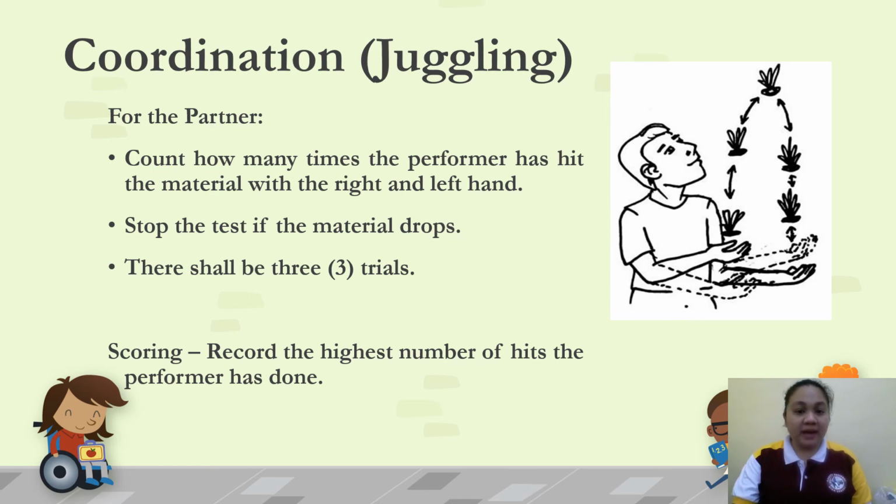So, alternate po dapat. Pag halimbawa nag-alangan siya o yung performer tapos magkasunod na left hand ang nagamit niya o kaya magkasunod na right hand, stop na po yun. And of course, pag nahulog, yung SIPA o yung rubber bands o yung any material na gamit niya, wala na po yun. Stop na rin po yung bilang.